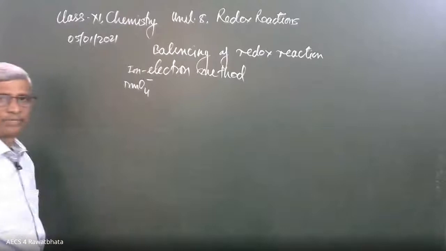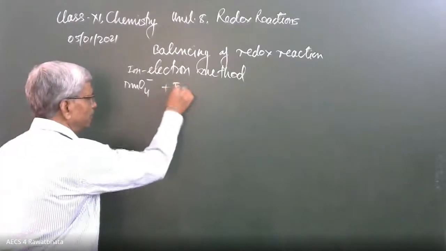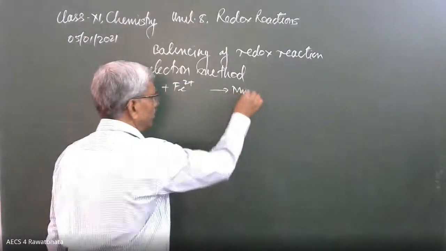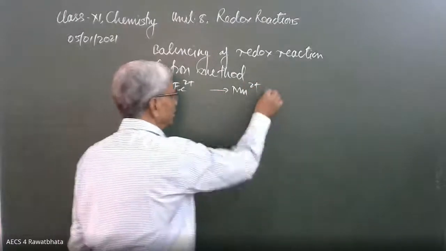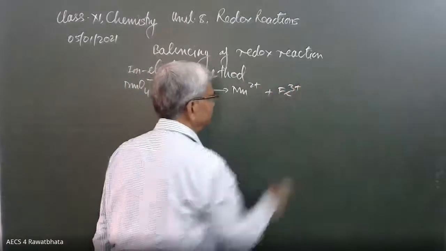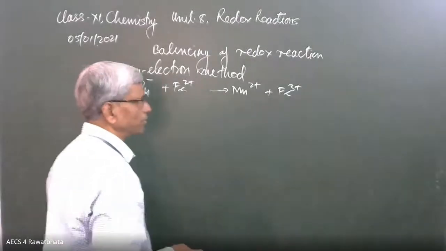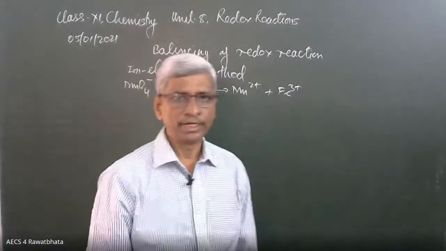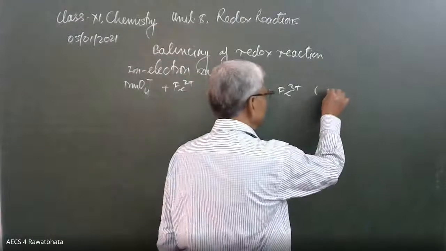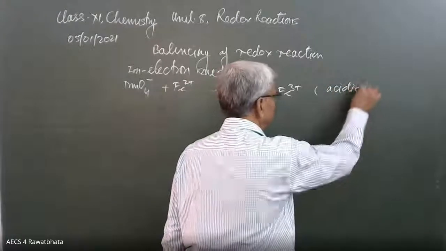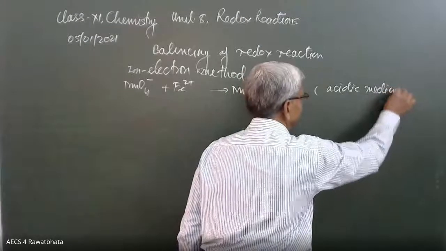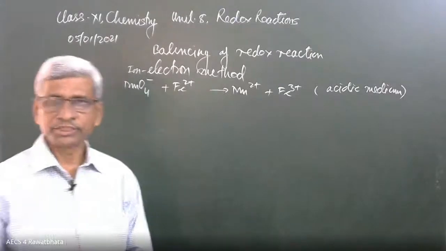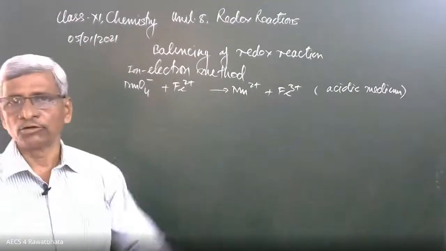MnO4 minus, permanganate ion, plus Fe2 positive gives Mn2 positive plus Fe3 positive. Hydrogen ion and water may be there, may not be. It will come automatically. And the condition is acidic medium. Okay, beta? This is the redox reaction, and we have to balance it by the ion electron method.